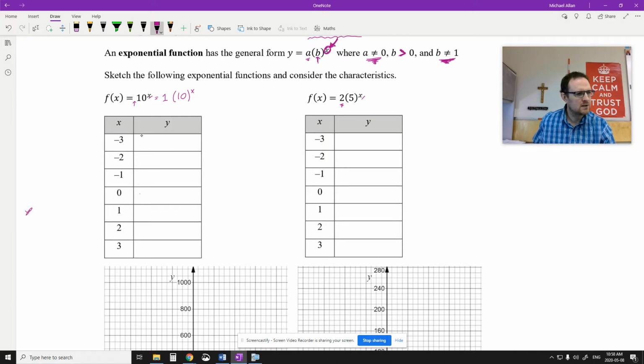You're going to see a 1 times 10 0 times. So that's just 1.